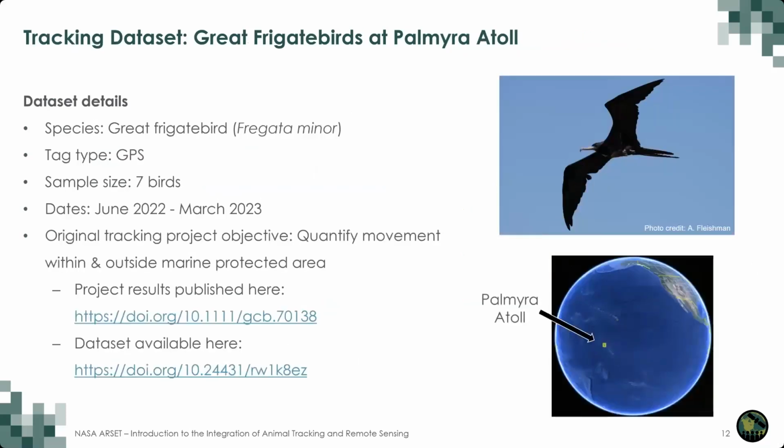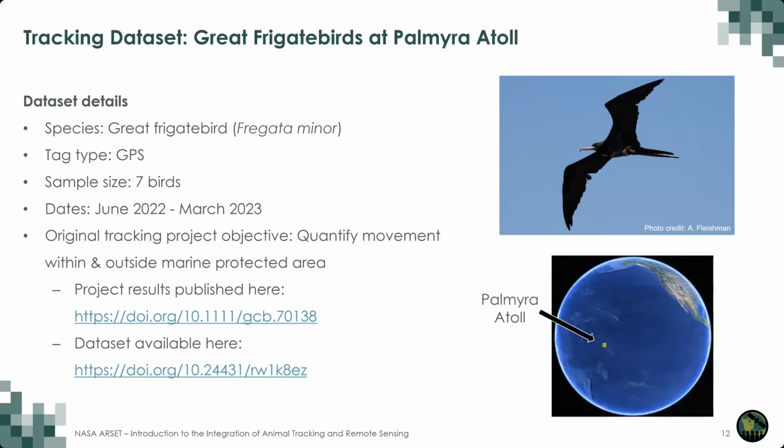And so the tracking data set I'm going to be demoing with you today are from great frigate birds at Palmyra Atoll. And so Palmyra Atoll is in the Central Pacific Ocean in that yellow box you can see in the middle there and the map on the bottom. And these data were collected in 2022 to 2023. We used GPS tags and we had 7 birds. And you can actually go and download these data. So the data set is available in that bottom link there.